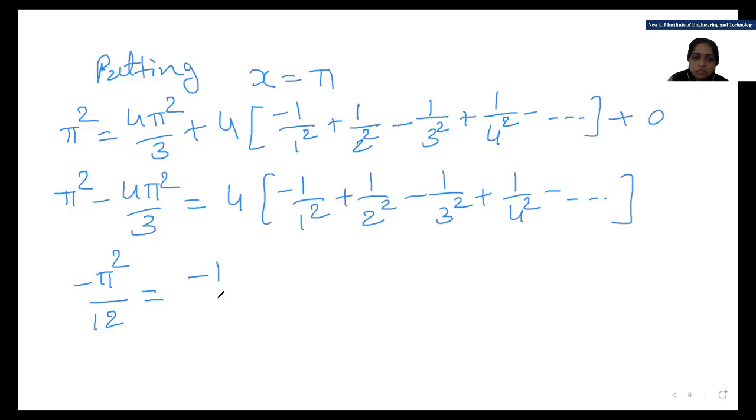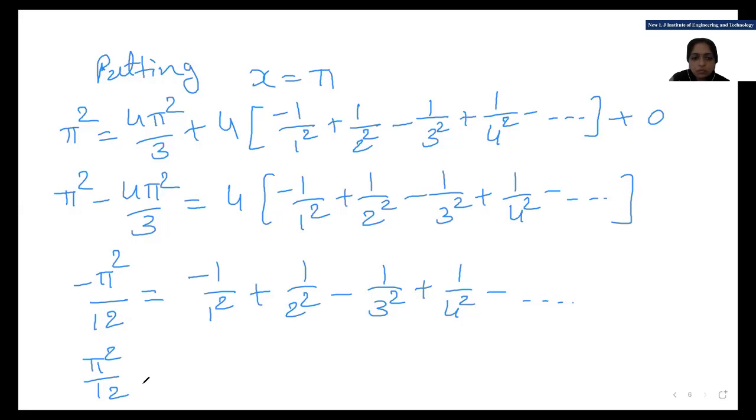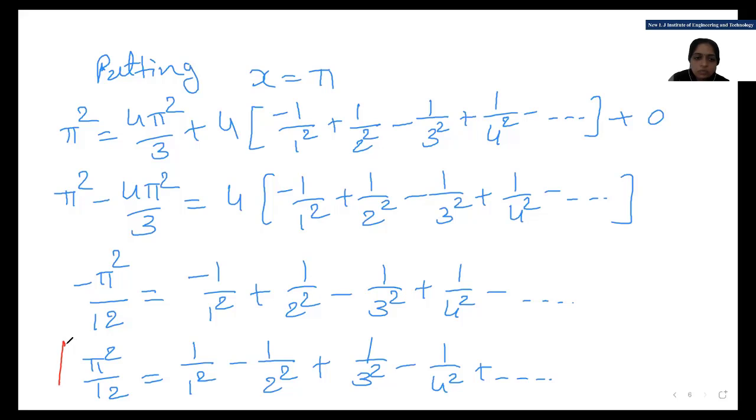And this one is minus 1 upon 1 square plus 1 upon 2 square minus 1 upon 3 square plus 1 upon 4 square minus, and so on. If I take the minus common from both sides, then my answer will be pi square by 12, that is 1 upon 1 square minus 1 upon 2 square plus 1 upon 3 square minus 1 upon 4 square. This is what we want to prove through our Fourier series.